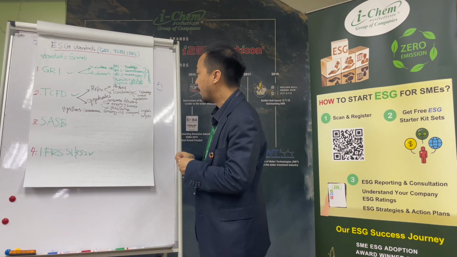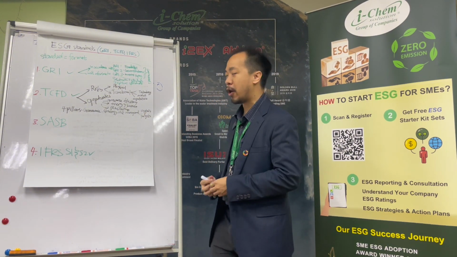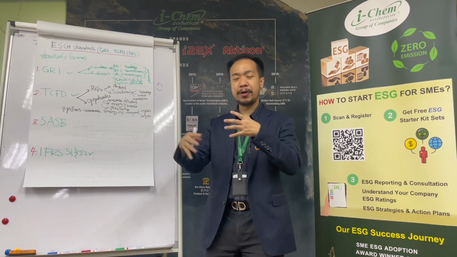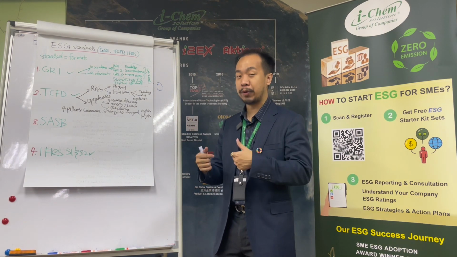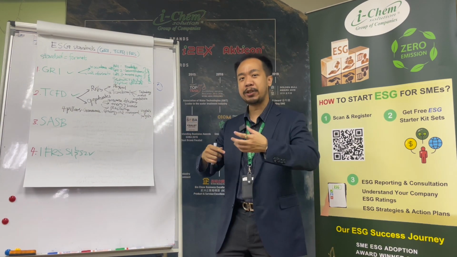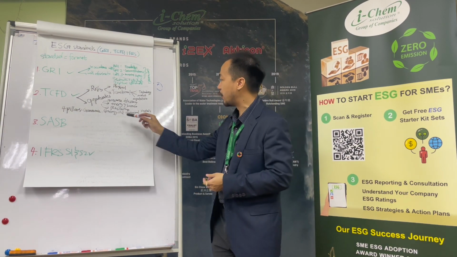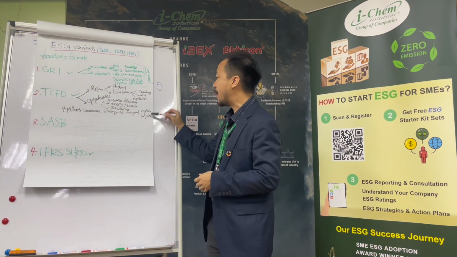So in your TCFD report, the standard formula or format that you follow is you talk about the governance structure, who in your company is in charge of the climate action policies, the KPIs related to ESG, and you talk about strategy, what strategies you put in place to manage the risks. And also talk about risk management, which is how you manage the risk. And you talk about metrics and targets.